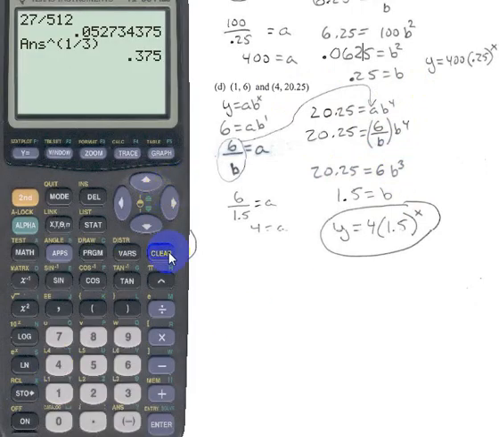So on my calculator, I have 20.25, divide by 6 on each side, and then to get rid of the cubed, raise it to the 1 divided by 3. And that's how I got the 1.5. Plug in my b, 6 divided by 1.5 equals 4. And that's how I got my 4. All right, there it is.